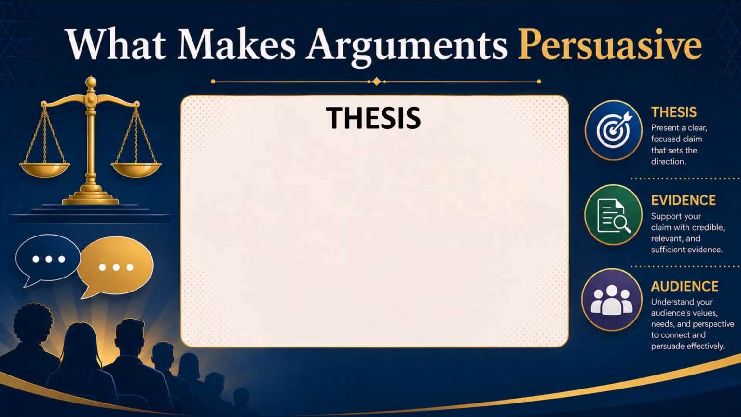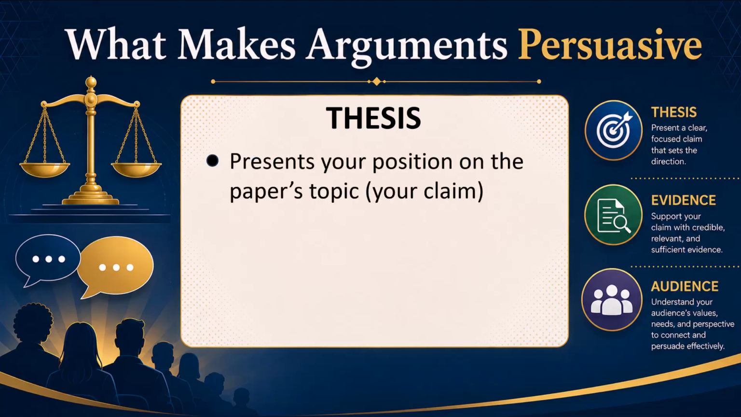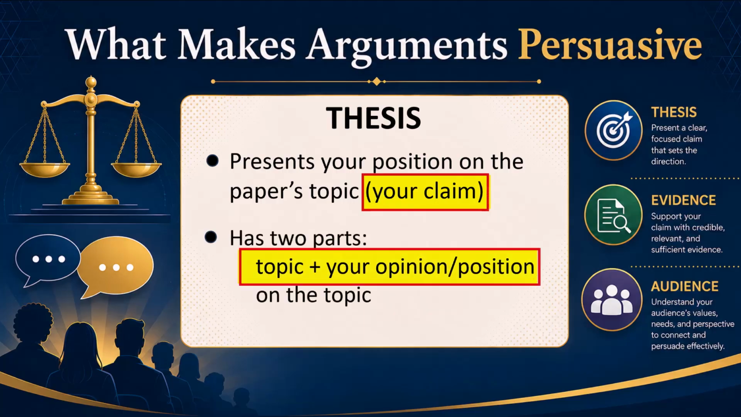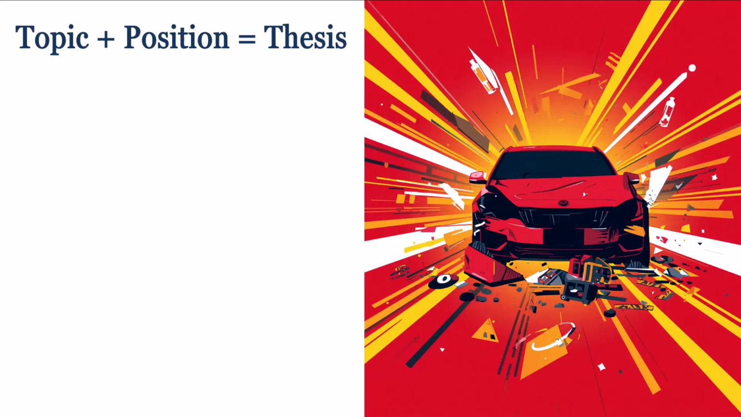First, your argument should have a thesis that clearly states your position on the topic. This position is sometimes called your claim, and it has two parts: the topic plus your opinion on the topic. Put those two parts together, and you should have a strong thesis for your argument. Let's look at an example.